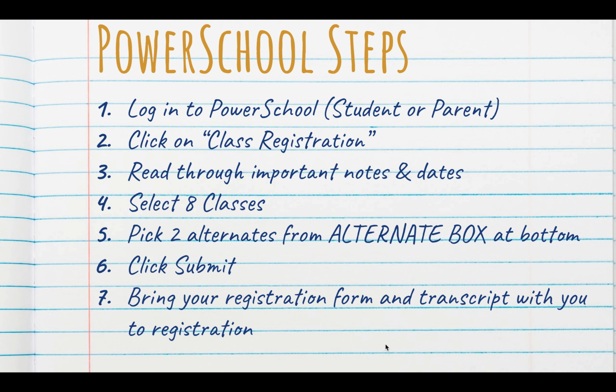Your PowerSchool steps are relatively easy. Number 1, log into PowerSchool. Number 2, click on class registration. Number 3, read through your important notes and dates. Number 4, select 8 classes. Number 5, pick 2 alternates from the alternate box at the bottom. Number 6, click submit. And number 7, bring your registration form and transcript with you to registration. It is as easy as that.